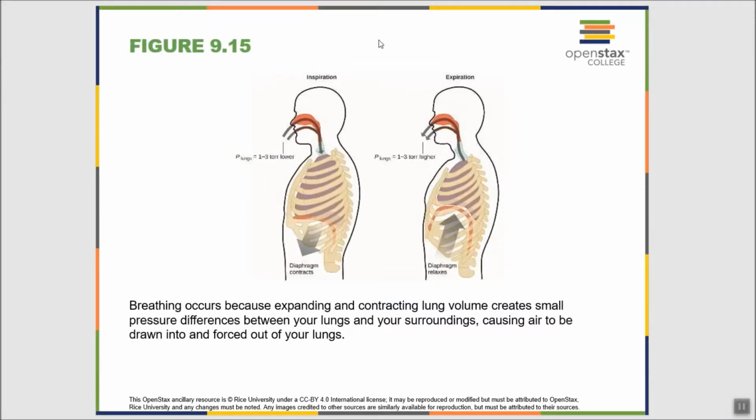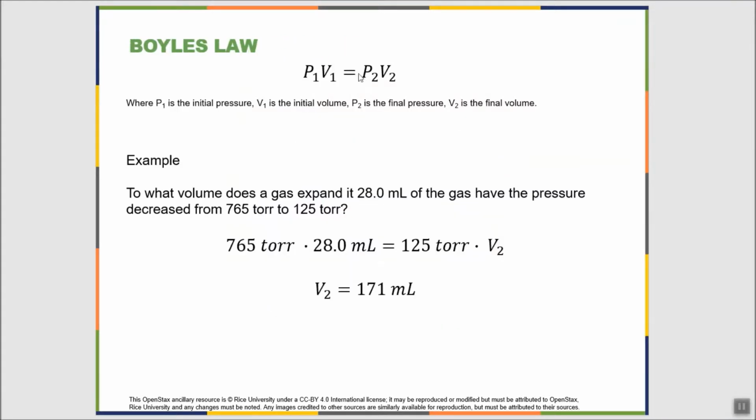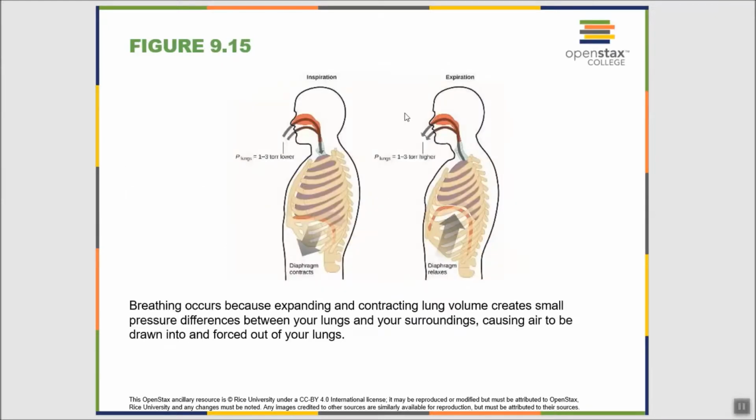Well, if they're inversely proportional, then we get this type of relationship. P1V1 equals P2V2. And this is called Boyle's Law. And we'll do an example in a minute. But Boyle's Law is very important to breathing. So here you could see what's happening. When we breathe, we don't have a little fan inside of us that blows air into and out of our lungs. Instead, we use pressure differences.